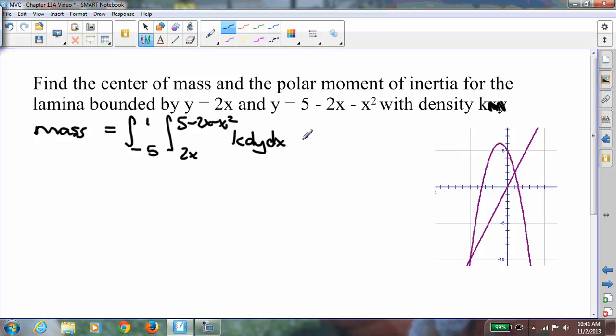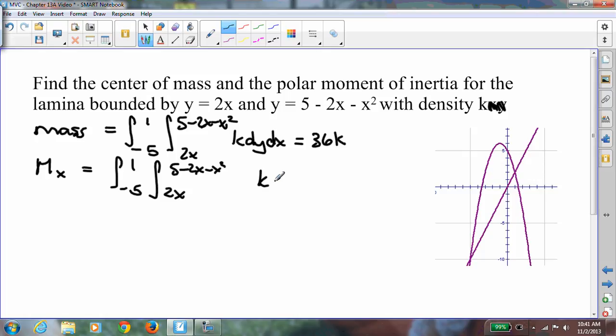And I went ahead and typed this on my calculator, so we have some numbers to work with. So this comes out to be 36k. The moment with respect to the x-axis is represented by the mass times the distance to the x-axis. So my mass is the double integral part, negative 5 to 1, 2x, 5 minus 2x minus x squared, k dy dx. But I want to multiply this by the distance away from the x-axis, and that's a y value. So y times k times dy dx.